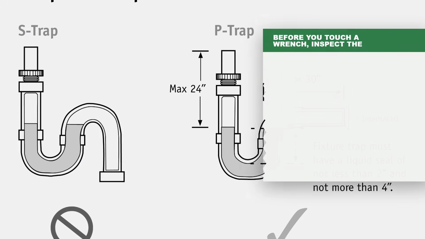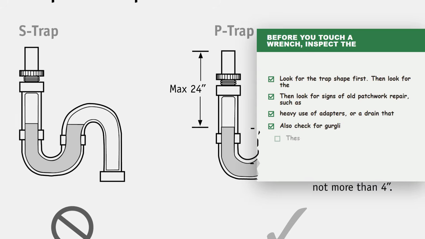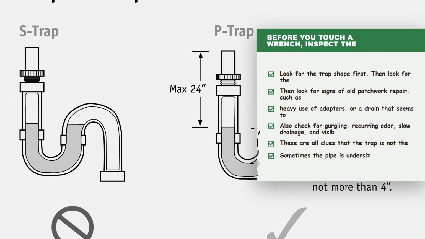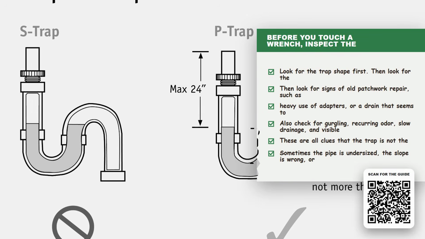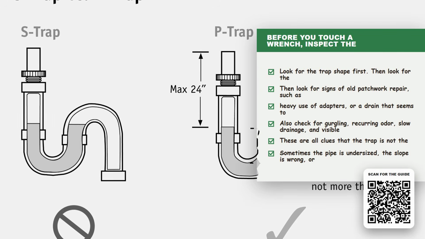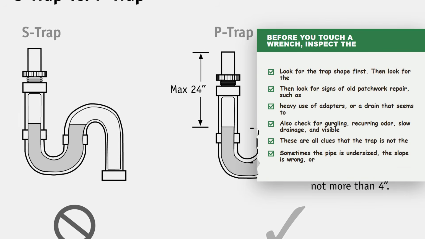Before you touch a wrench, inspect the whole setup. Look for the trap shape first. Then, look for the outlet path. Then, look for signs of old patchwork repair, such as mismatched fittings, heavy use of adapters, or a drain that seems to have been redirected multiple times. Also check for gurgling, recurring odor, slow drainage, and visible corrosion.